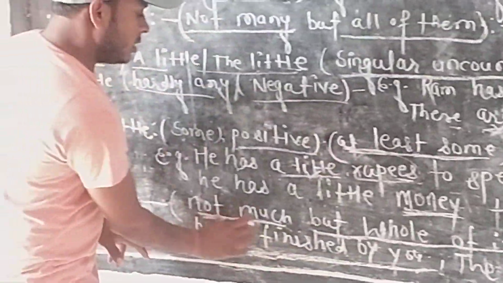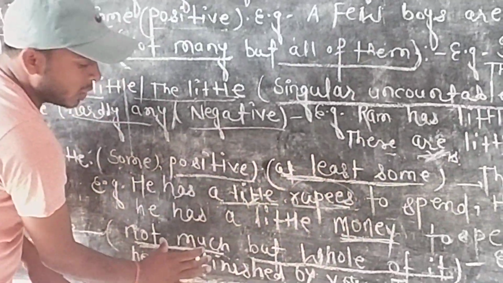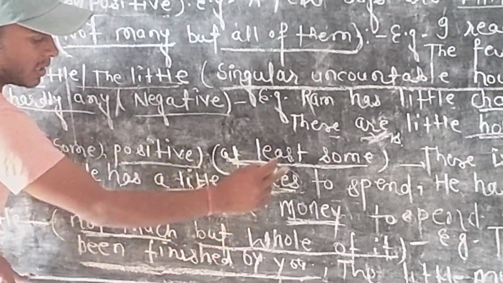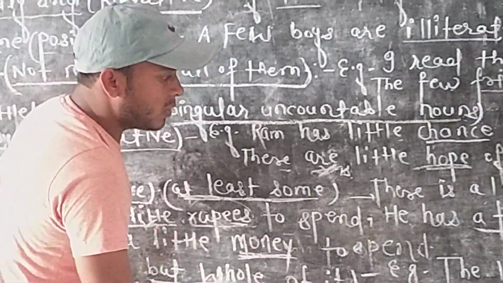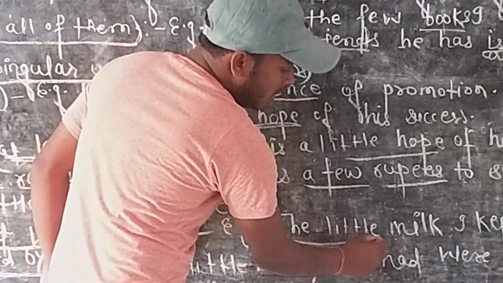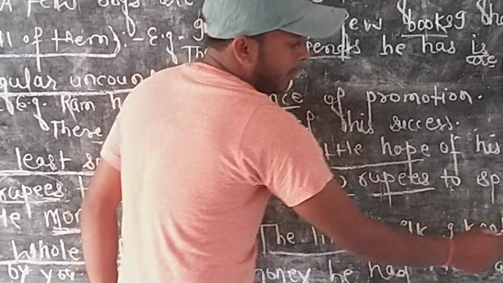So here, not much milk, but whatever I had kept, the whole of it was finished by you. So you know that I have written here: the little milk I kept for you have been finished.